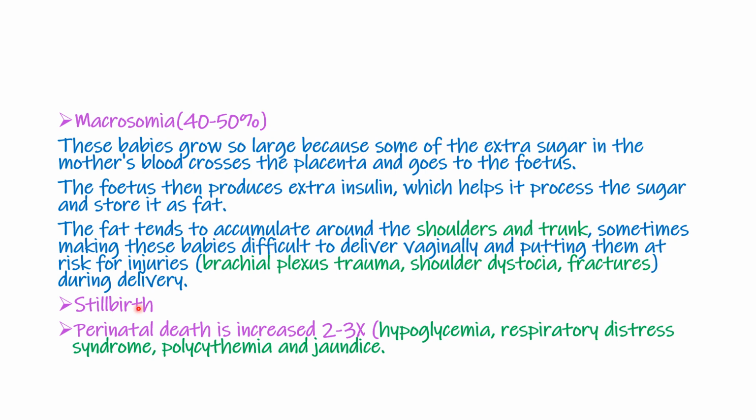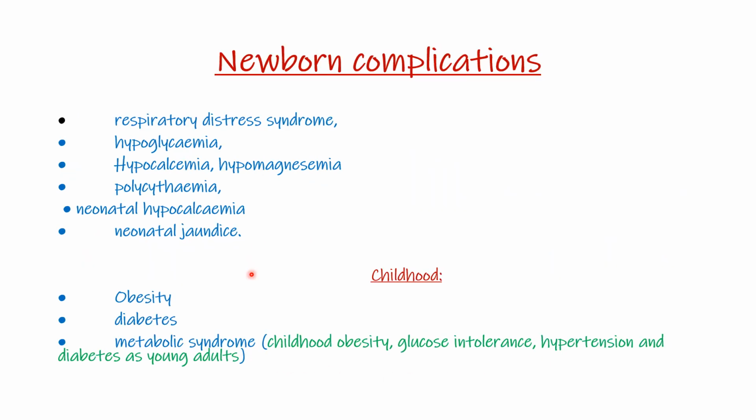Another effect that diabetes has on pregnancy is increased risk of stillbirth, and perinatal death is increased 2 to 3 times. Perinatal death is death occurring in the period after delivery. This is because of hyperglycemia, respiratory distress syndrome, polycythemia, and jaundice. So we already talked about fetal complications. Newborn complications include respiratory distress syndrome and hypoglycemia, because this baby had already had a very good environment of high blood glucose from the mother. Now it is after birth, and for example, this baby does not feed well.